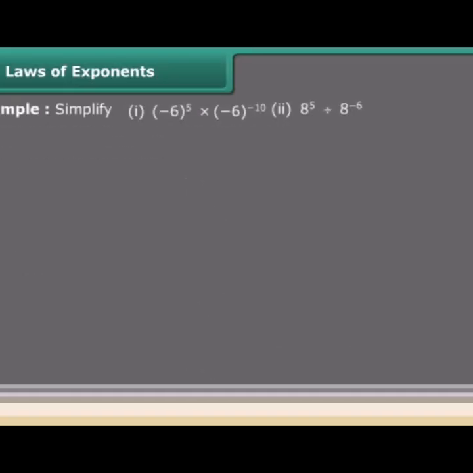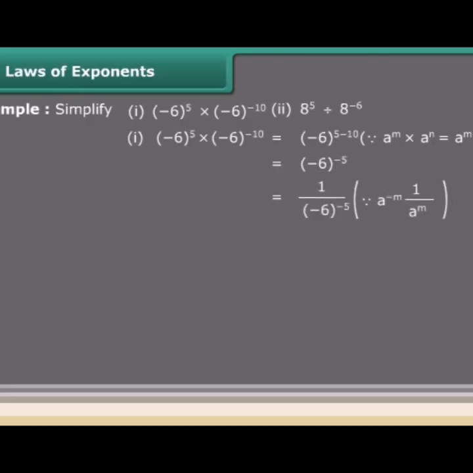Example, simplify (-6)^5 × (-6)^(-10) and 8^5 divided by 8^(-6). Solution. (-6)^5 × (-6)^(-10) is equal to (-6)^(5-10), since a^m × a^n is equal to a^(m+n), which is equal to (-6)^(-5), which is equal to 1 upon (-6)^5, since a^(-m) is equal to 1 upon a^m. So (-6)^5 × (-6)^(-10) is equal to 1 upon (-6)^5.